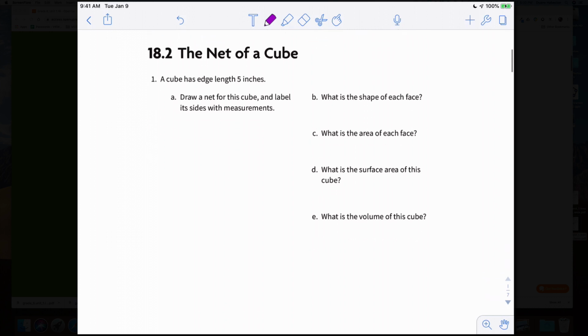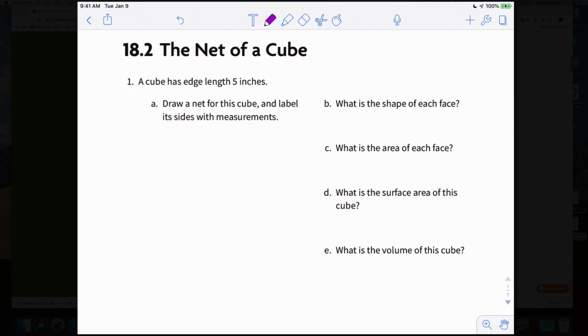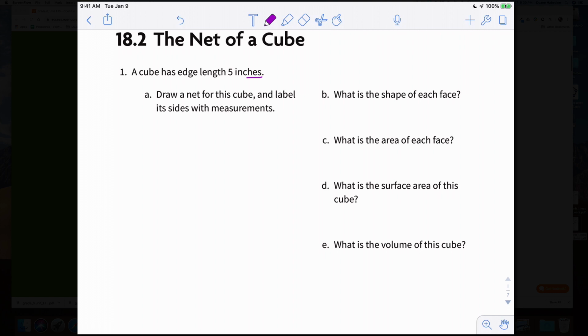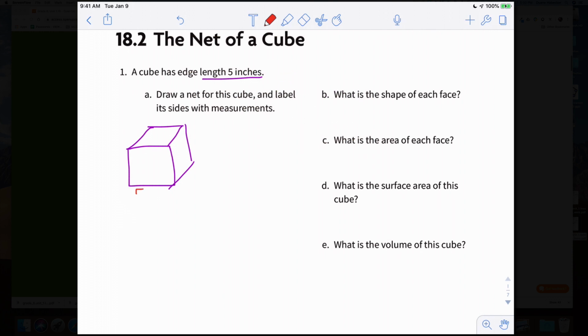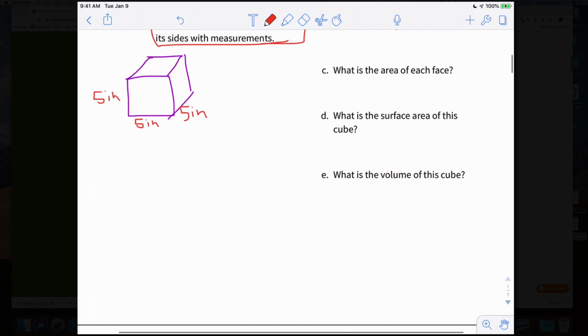Right here, it says a cube has an edge length of 5 inches. And remember, with a cube, every face, every edge is the exact same. So in this case, they are telling us every edge is 5 inches, etc., etc. It says we are supposed to draw a net for this cube and label its sides.